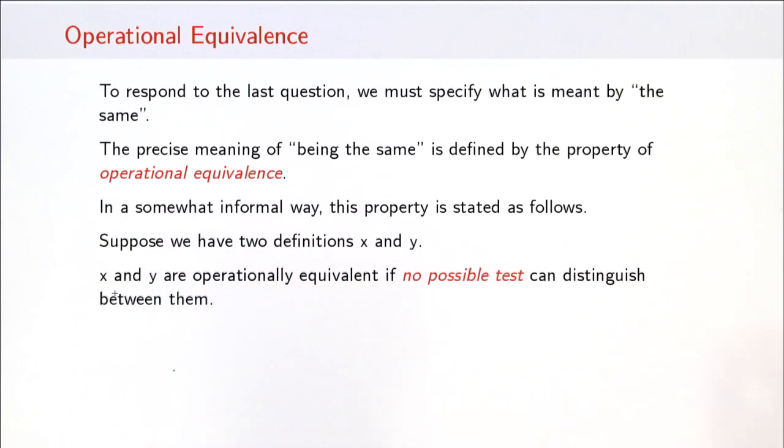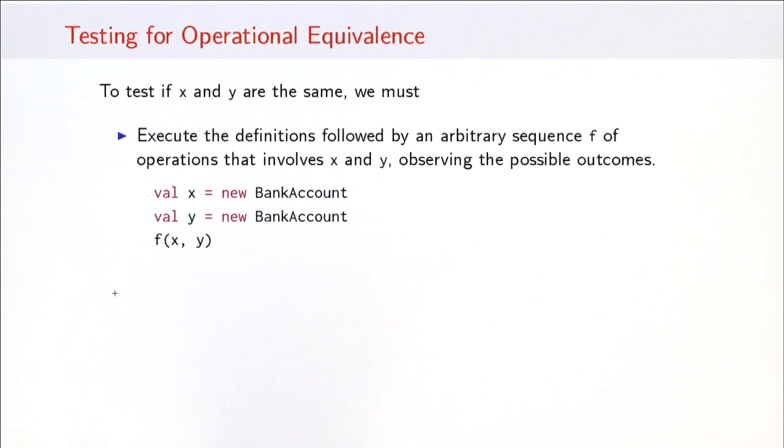In a somewhat informal way, this property can be stated as follows. Let's say you have two definitions for x and y. They are operationally equivalent if no possible test can distinguish between them. To clarify that, we have to look at what can be a possible test. To test if x and y are the same, we can essentially put them in a black box that consists of the definition of x and y, and then an arbitrary sequence of instructions that pokes into these two definitions in any way possible.